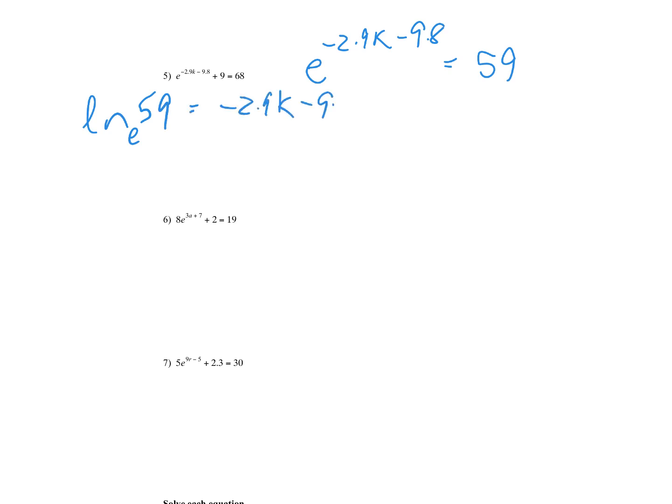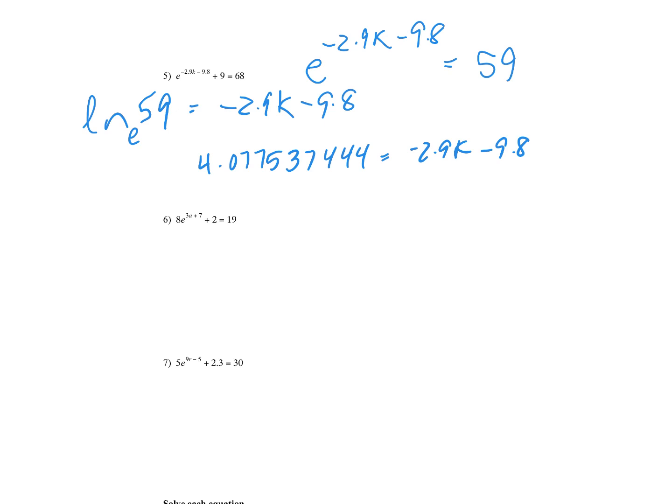So the first thing you're going to do is get rid of that 9. So you have e to the negative 2.9k minus 9.8 equals 59 when you subtract 9 from both sides. Then you put it in ln, so the base is e of 59 equals the exponent negative 2.9k minus 9.8. And you find the ln of 59, and that is 4.077537444 equals negative 2.9k minus 9.8.